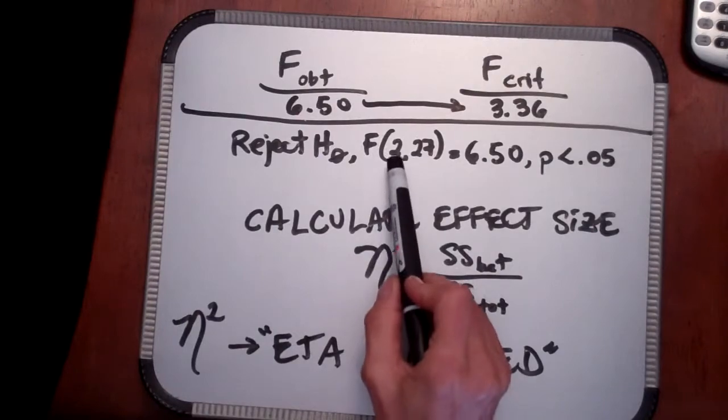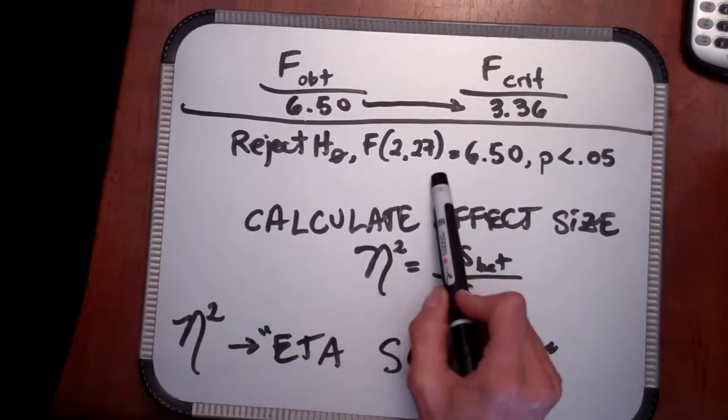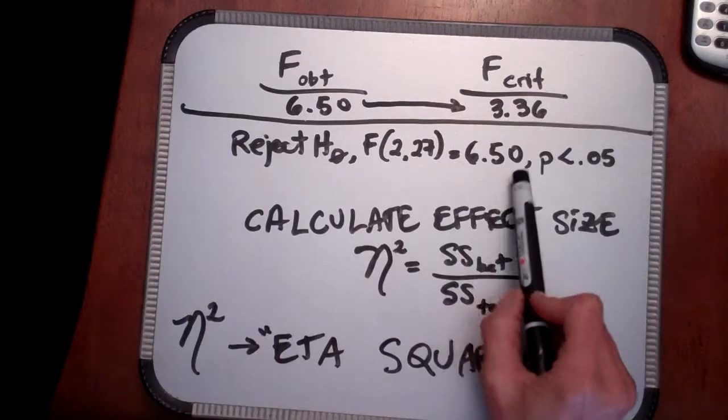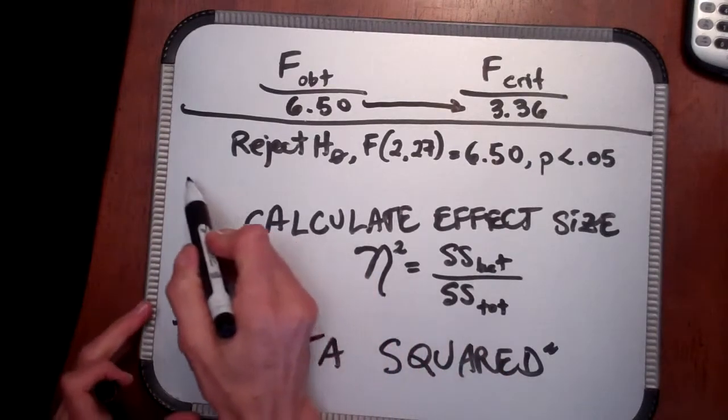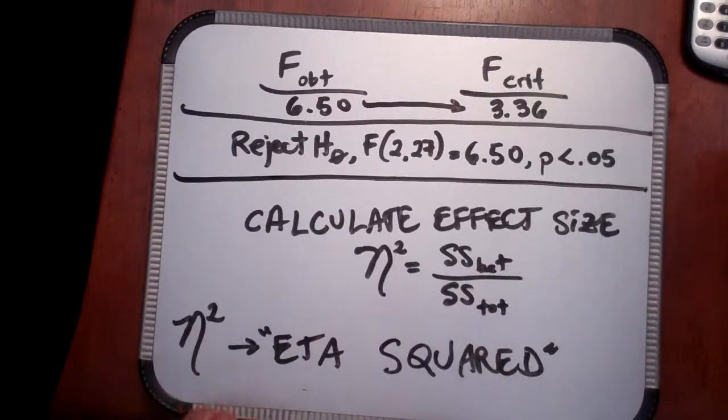So F(2, 27) = 6.50, p < 0.05, meaning that this value of F indicates a statistically significant effect, that is, below a 0.05 alpha level. All right, so all of that is fine, and we know we have a statistically significant result, but we can't stop there. That really doesn't tell us all that much. We want to find out what the effect size is here, right? So you have to calculate effect size.